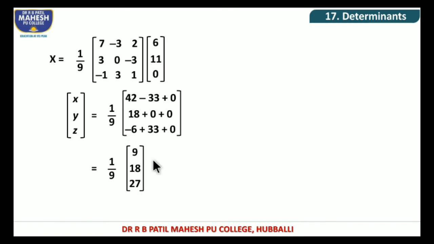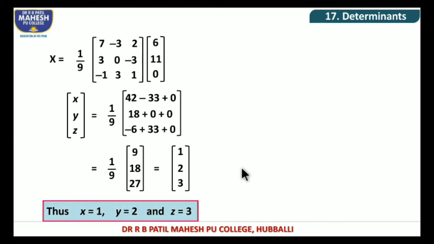Now we can divide all the three elements by 9. We have the column matrix 1, 2, 3. Therefore the value of x is equal to 1, y is equal to 2, and z is equal to 3. So this is the solution, meaning the numbers are 1, 2 and 3. So this is the solution of this given problem.